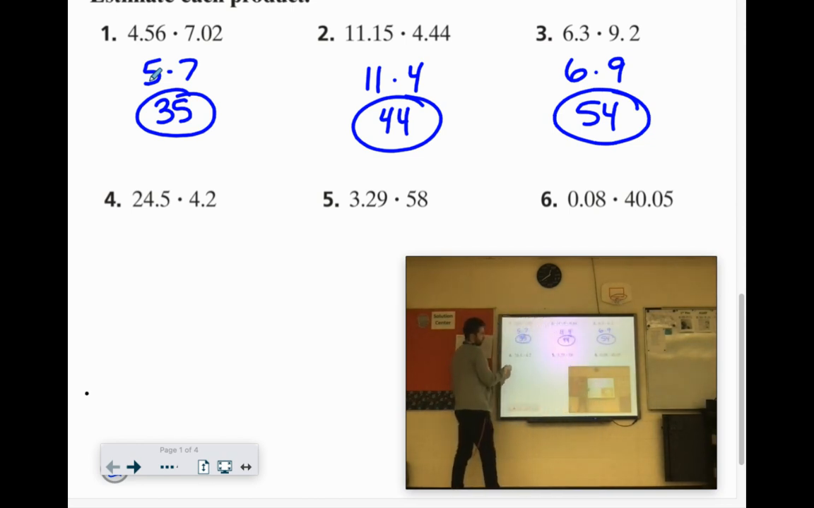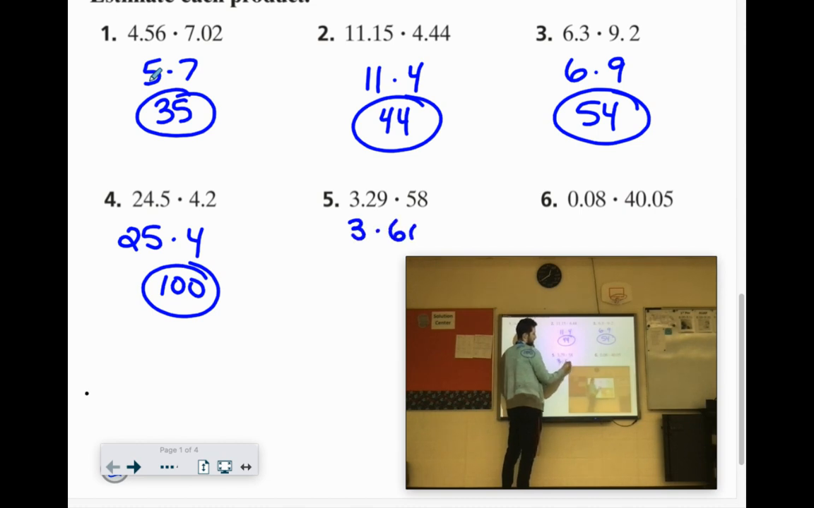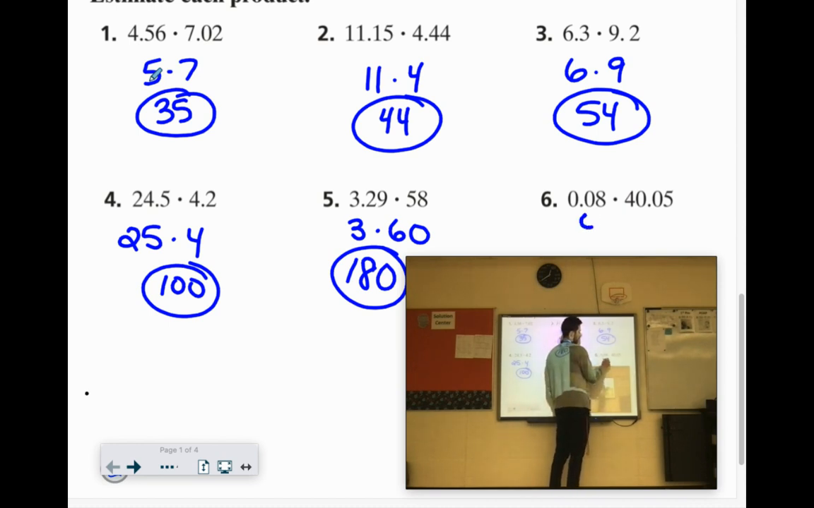Let's say 25 times 4, which is 100. 3 times 58, let's call it 3 times 60. 3 times 6 is 18, so 3 times 60 would be 180. And then 0.08 times 40.05. 0.08 is pretty close to 0. And 0 times 40 is 0.